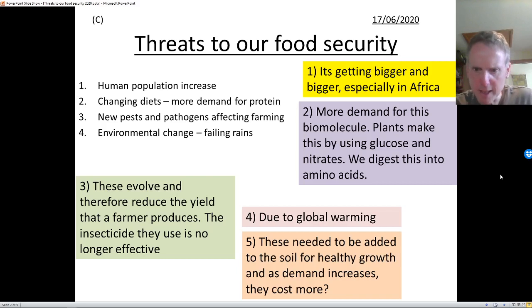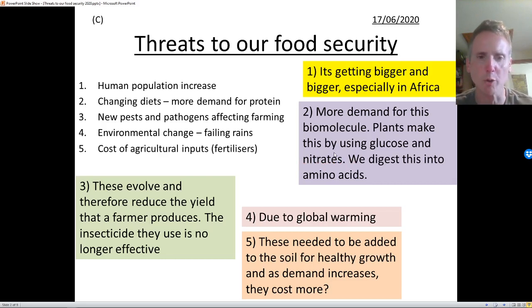Next, number 5. These need to be added to soil for healthy growth, and as demand increases, they cost more. So what do we put on soils to make the crops grow better? To maybe make more of this biomolecule, to make more protein, we need more nitrates. So there's a cost of agricultural inputs, it says in our syllabus, which we know as fertilizers. If everyone wants more fertilizer, then the cost goes up. I can't just make another fertilizer factory like that.